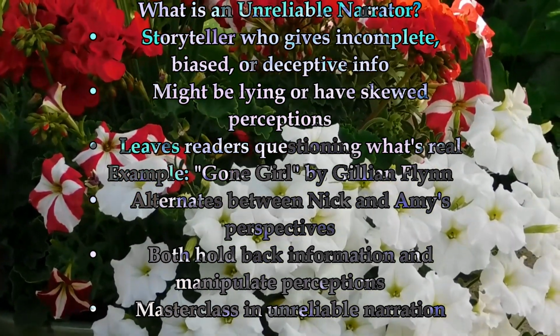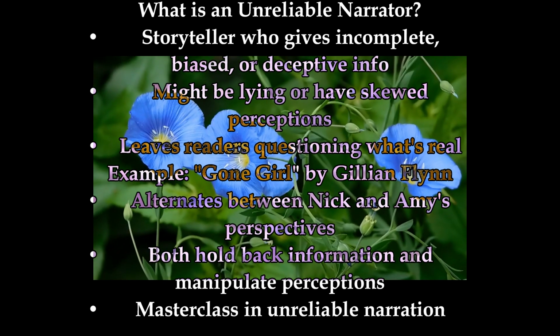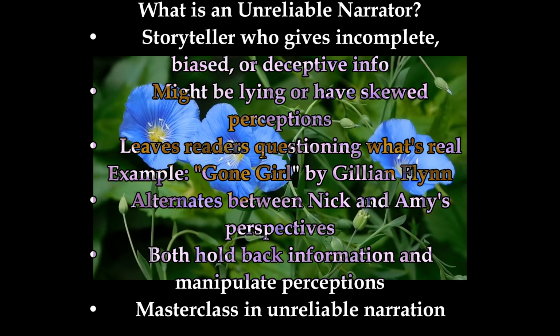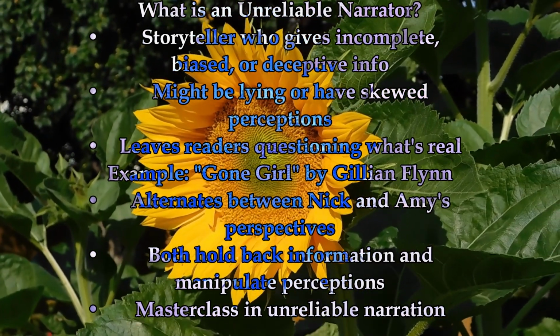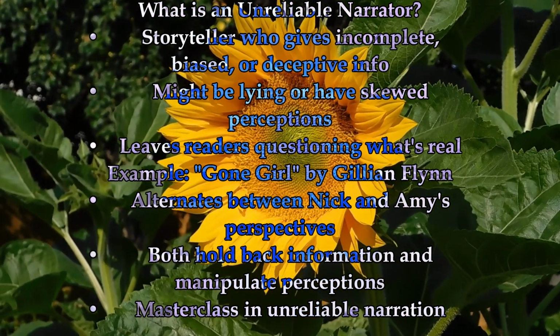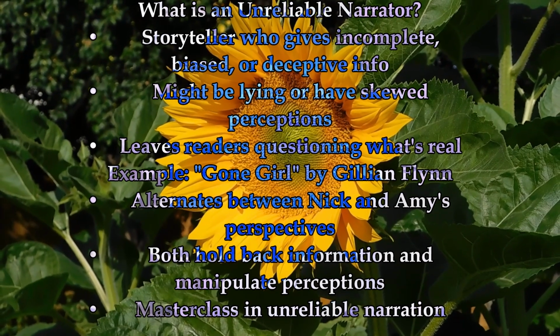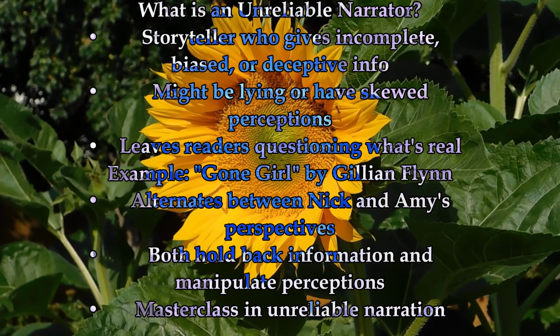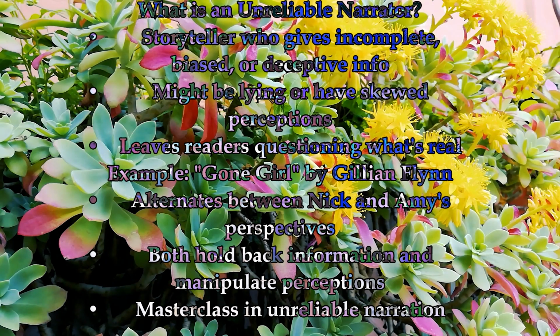Take Gillian Flynn's Gone Girl, for example. The book alternates between the perspectives of Nick and Amy, a married couple with some serious trust issues. As the story unfolds, we start to realize that both of them are holding back key information and manipulating our perceptions in their own ways. It's a masterclass in unreliable narration that keeps us on our toes right up until the jaw-dropping finale.